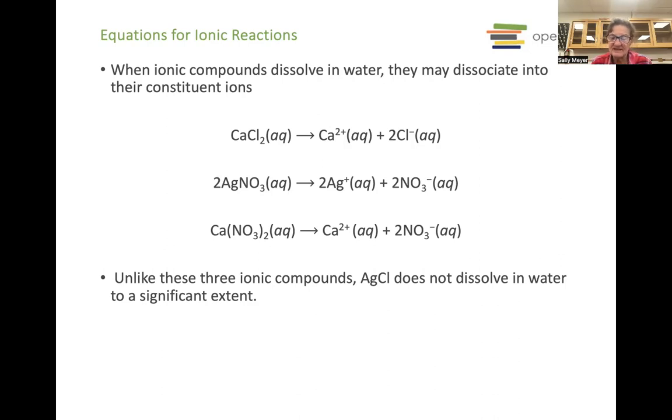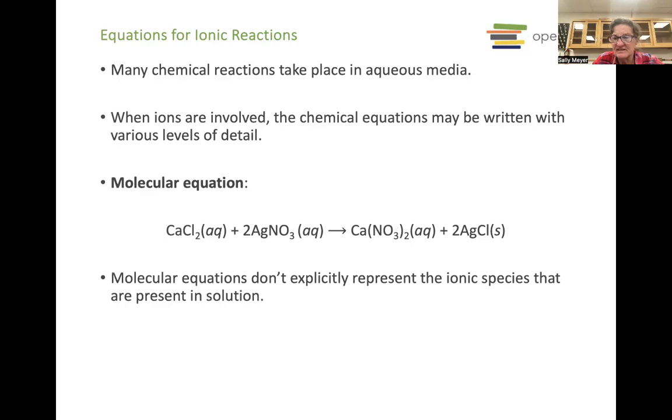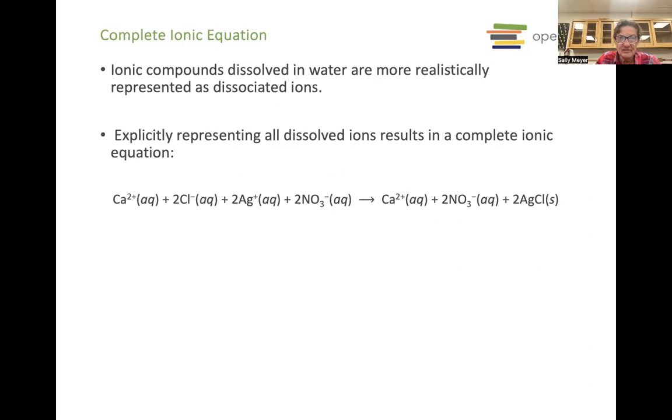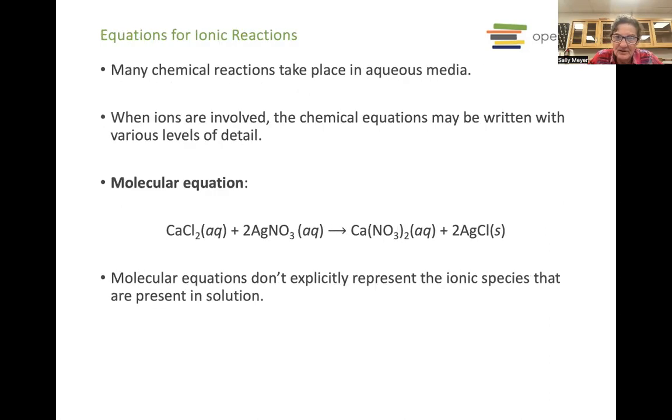So in this case, because silver chloride is different in that it doesn't have aqueous after it, silver chloride, which I'll do a demo in class and we'll make some silver chloride, will remain a solid chunk. Water can't pull apart the silver and the chloride. So in that case, it will not dissolve in water, and so we won't have any ionic forms for it.